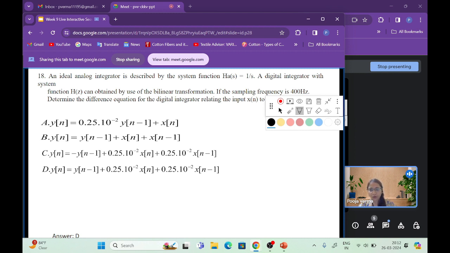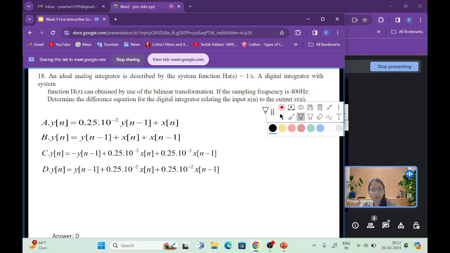An ideal analog integrator is described by the system function H(s) equal to 1 by s. A digital integrator with system function H(z) can be obtained by using the bilinear transformation. If the sampling frequency is 400 Hz, determine the difference equation of the digital integrator relating the input x(n) to the output y(n).